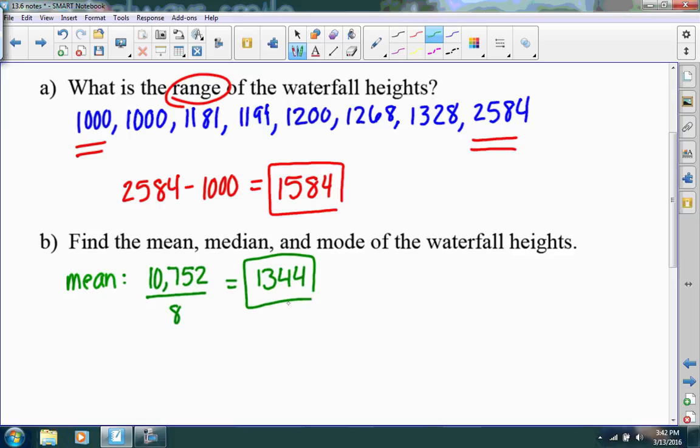Now notice that 1,344, that's my average, but if I put 1,344 into my data, it would fall right here. That's kind of near the high end of my data set. So we'll come back to that in a moment.